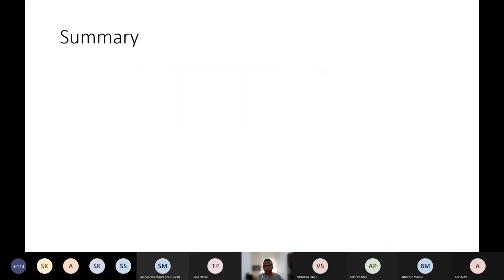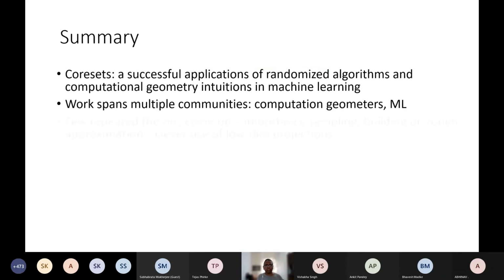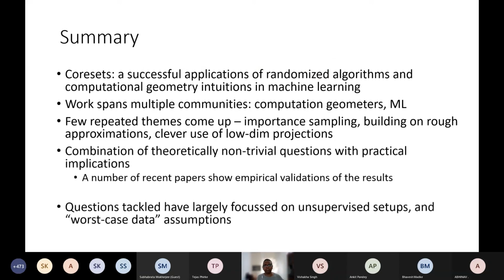This is very recent. So just to summarize, you should think about coresets as a way to reduce the data in a very smart manner. It has come up from multiple communities, from computational geometry and machine learning. A few repeated things come up. If nothing else, we do sampling, but we do sampling in a smart way, importance sampling. The smartness of the sampling comes from an iterative manner, in which we create a rough approximation of what I want to optimize.